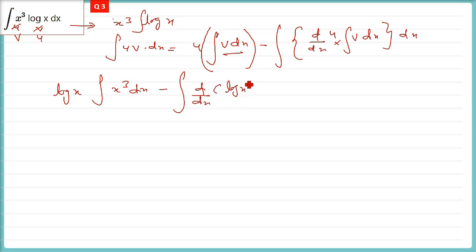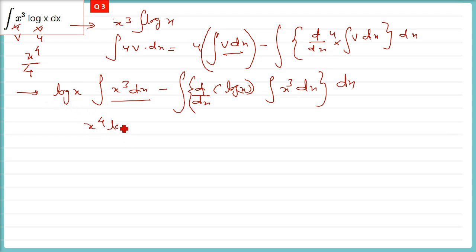Now this is very easy. Integration of log x needs some effort, but differentiation of log x is very simple. Then integration of x cube dx, and we end it with this dx. So x cube integrated will be x raised to 4 by 4. This will be the integration.